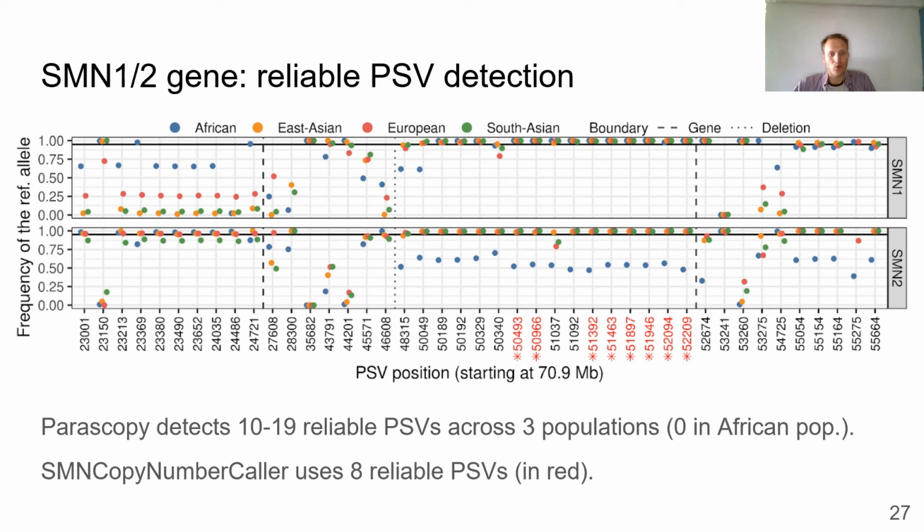Overall, there are 10 to 19 reliable PSVs that we can detect with Parascopy across 3 populations. However, there are no reliable PSVs in the African population, which is consistent with previous studies. There is a custom method specifically designed for SMN1. It uses 8 reliable PSVs, and they are shown in red. And Parascopy detects all of them, but additionally we detect some other PSVs depending on the population.